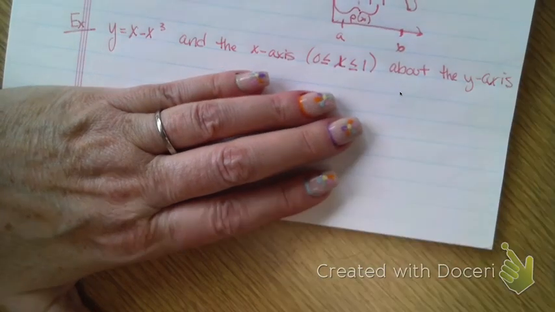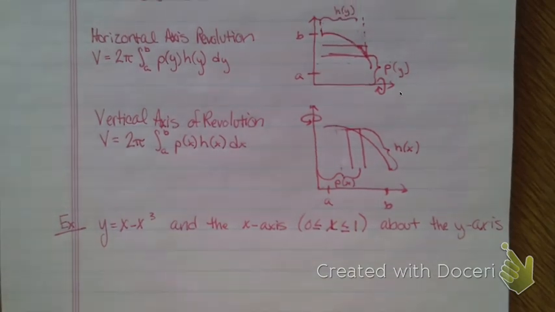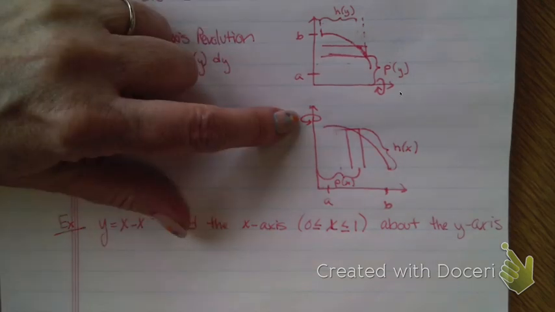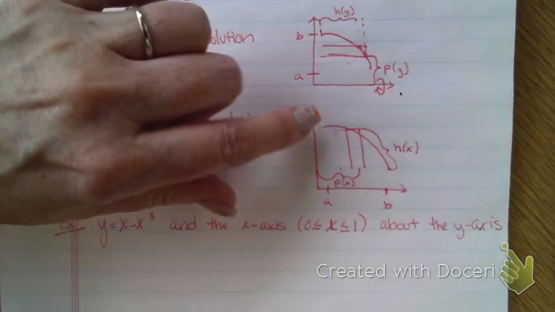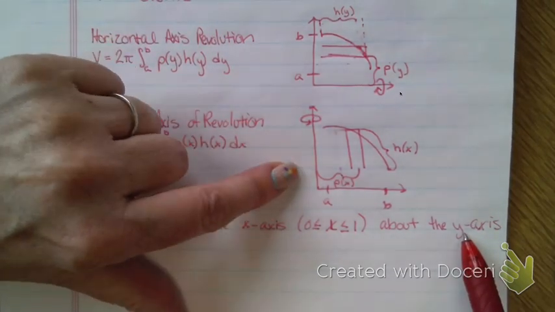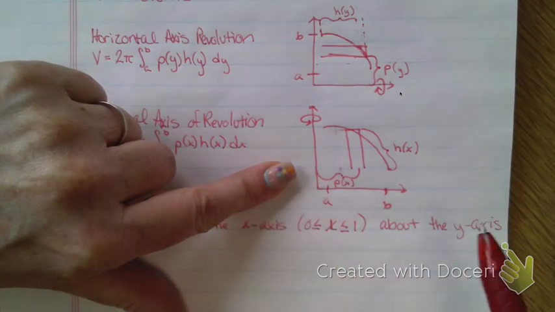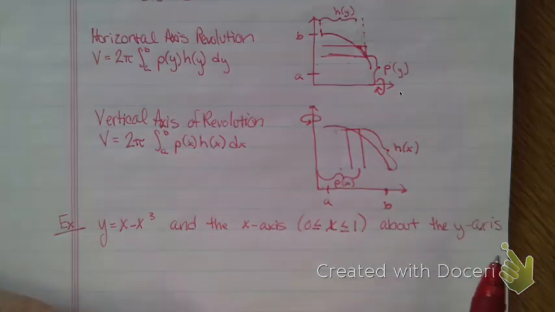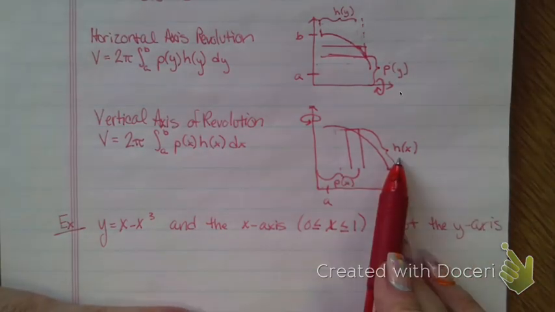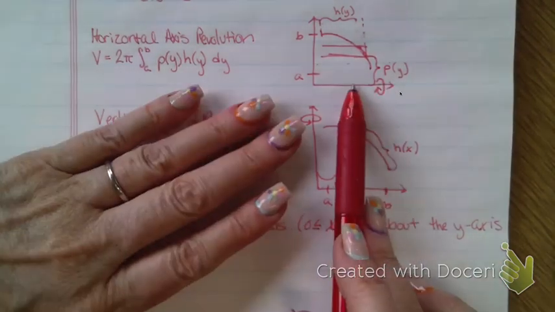Okay, so which one of these revolves around the y-axis? The horizontal or the vertical? The vertical. It's the x-axis that is horizontal, and the y-axis is a vertical line. It's kind of confusing because you say x-axis, but I want the x's. Y-axis, I want the x's. X-axis, I want the y's.